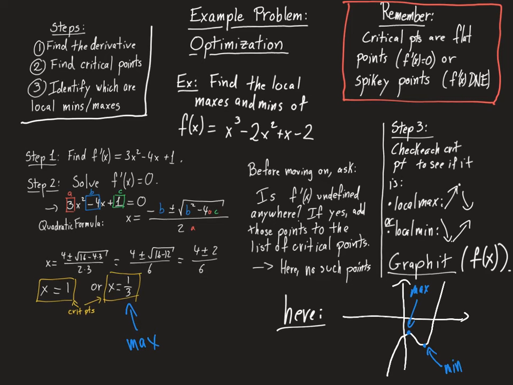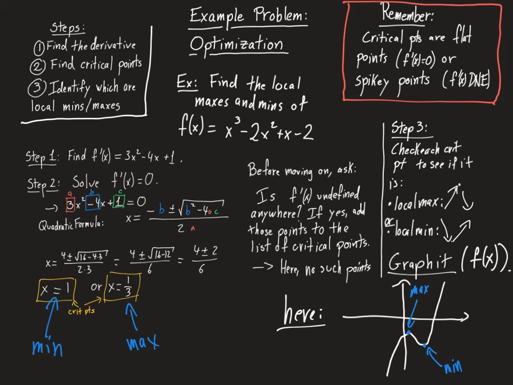And the one that comes second is going to be x equals 1. And you can see again what I meant when I said that local maxes are increasing before, decreasing after, and local mins are decreasing before and increasing after. Okay, that's really all there is to these optimization problems.